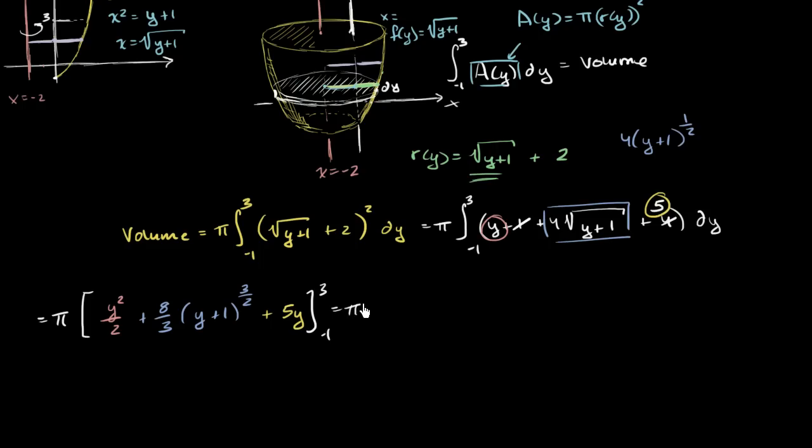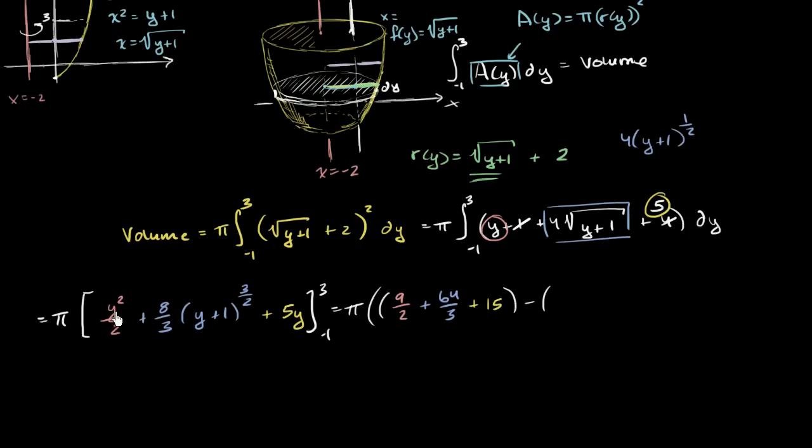So this is going to be equal to pi times, let's evaluate all this business at 3. 3 squared over 2 is 9/2. 3 plus 1 is 4 to the 3/2. Well, the square root of 4 is 2, to the 3rd power is 8. 8 times 8/3 is 64 over 3. So plus 64 over 3. You have 5 times 3, which is 15. Plus 15. And from that, we're going to subtract all this business evaluated at -1.